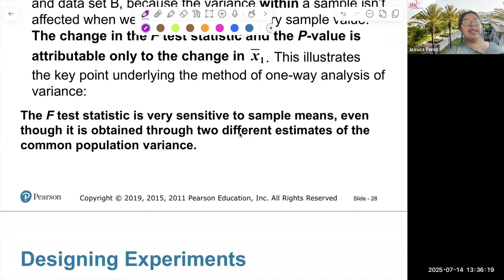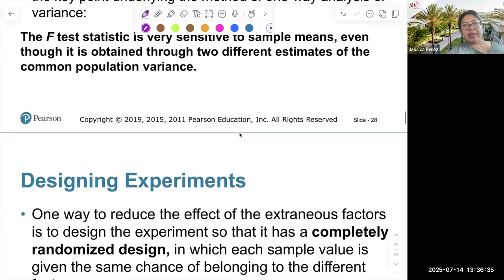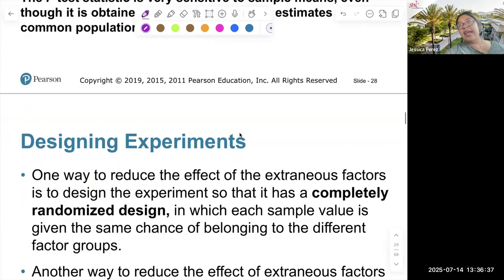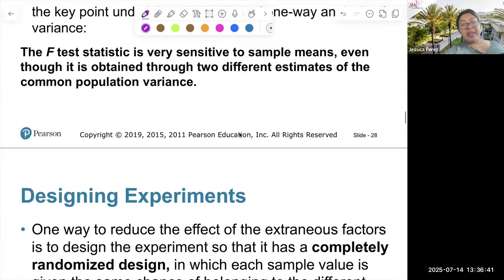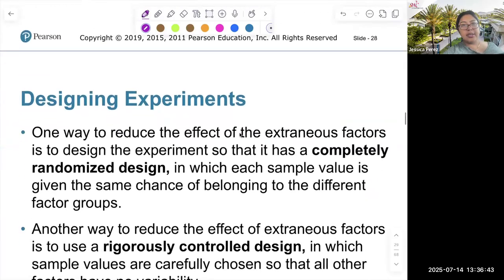So if it's highly sensitive, we remember that anything that is highly sensitive, we have to be very careful if we add or subtract any particular values. In this case, we added 10, and that dramatically changed our p-value and our F-test statistic.